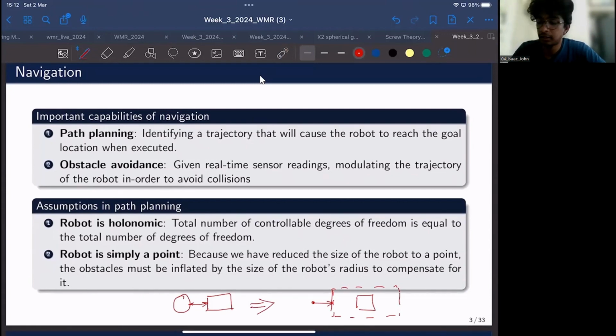And the advantage is that the second approach, treating the robot as a point and inflating the obstacles to compensate, would be far easier than doing it this other way. Because if you consider the robot as a holonomic robot, the orientation does not really matter, so in that regard, you can always treat it as a point.